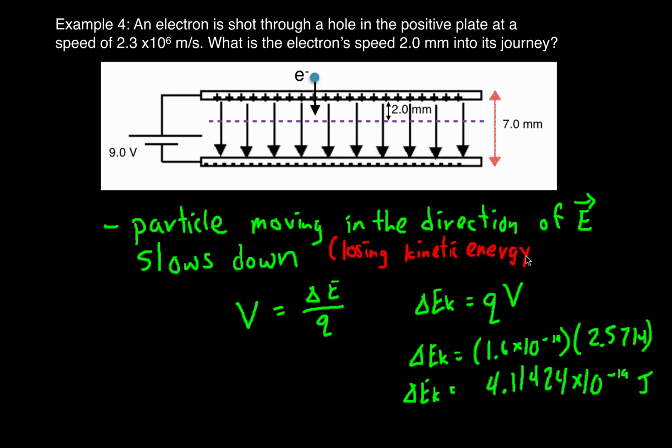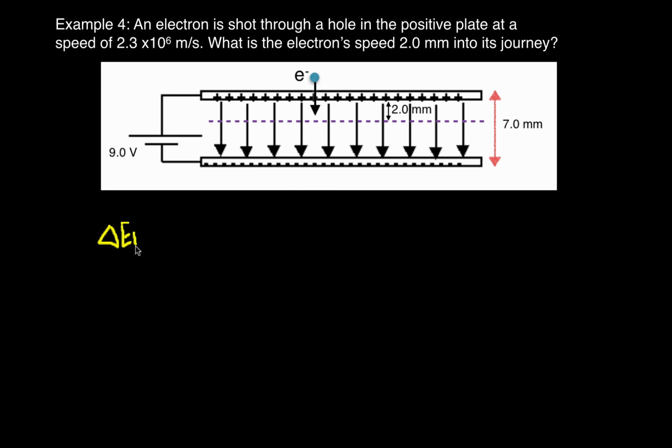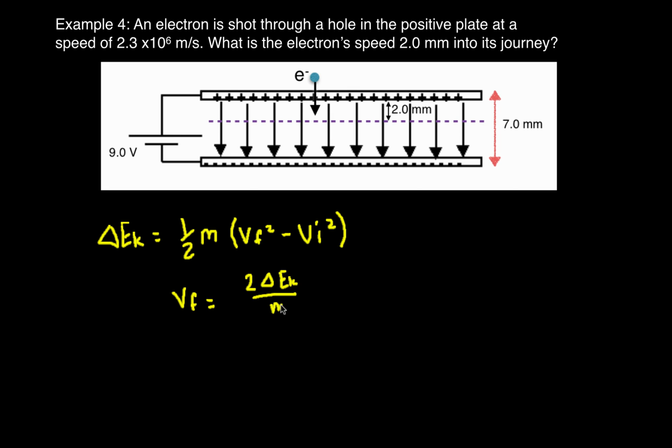Since the electron is losing kinetic energy, it has a negative amount of energy. Just like if you were to lose money, your bank statement would have a negative amount of money to indicate the change. So the change in KE is equal to 1/2 m, the change in v squared, which is vf squared minus vi squared. This gives us vf equals the square root of 2 times the change in KE over m, plus vi squared.